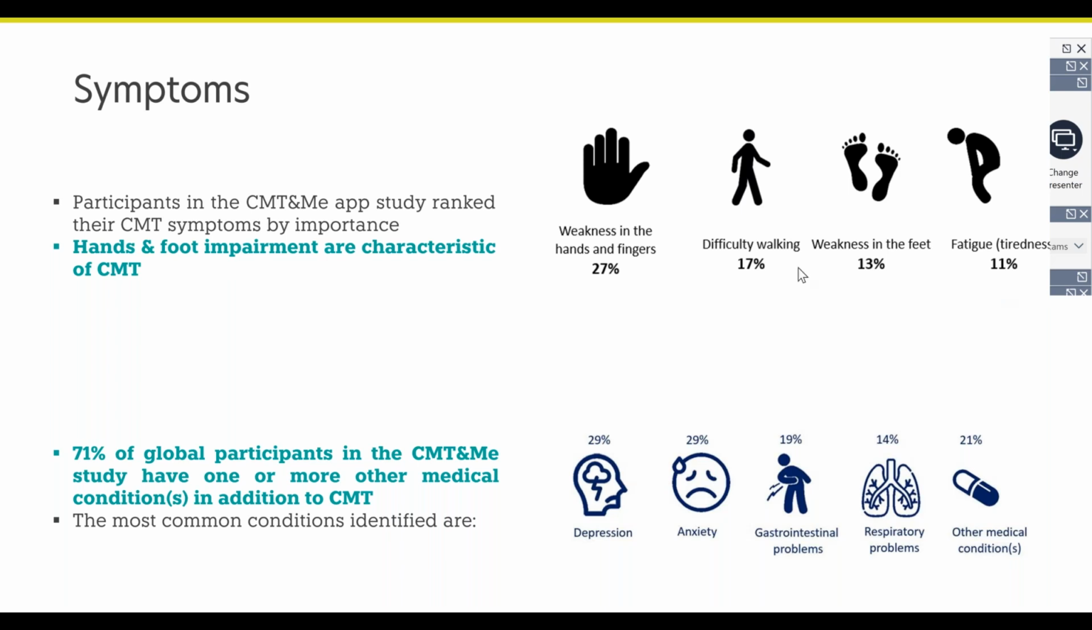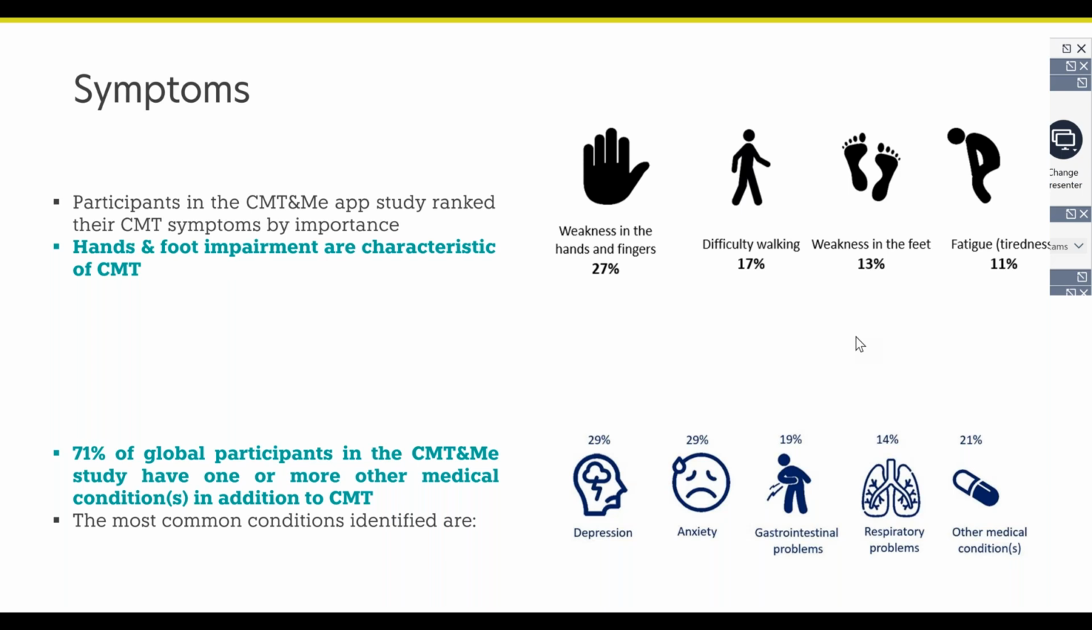Symptoms. Now here we've got a couple of graphics. These are the data nuggets that I mentioned before. The top one says that participants in the CMT&Me app study ranked their CMT symptoms by importance. And when we did that, the hand and foot impairment characteristic of CMT, the weakness in hands and fingers, came across as the most common, with the others you see there: difficulty walking, weakness in the feet, and fatigue. But we had a whole load of other symptoms as well, but those are just the most important ones.